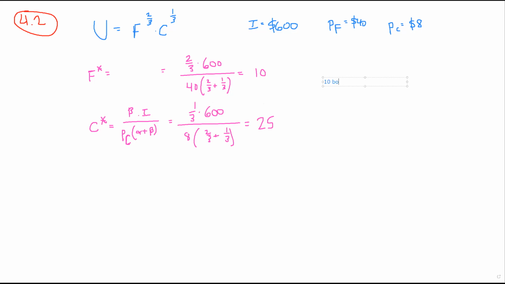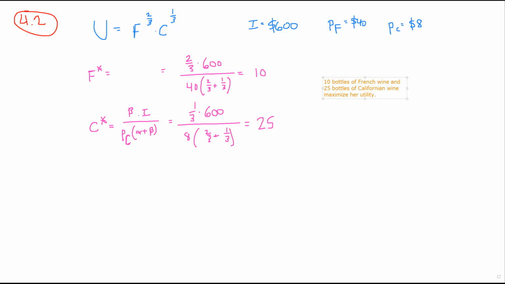So 10 bottles of French wine, capitalized French, and 25 bottles of Californian wine, maximize her utility. It didn't ask for the actual level of utility, did it? It just says how much of each should she purchase. Before we move on, I'll spend 30 seconds talking about why the values are the way they are.